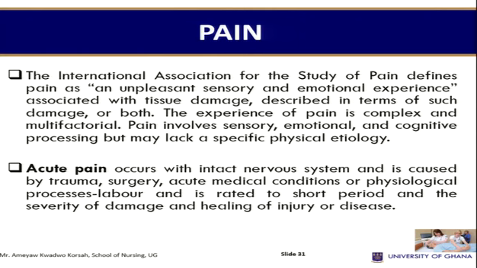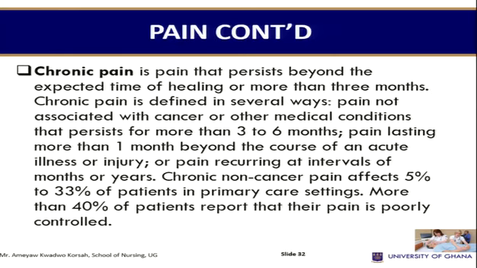Acute pain occurs with an intact nervous system caused by trauma, surgery, acute medical conditions, or physiological processes, and is related to a short period and the severity of damage and healing of injury or diseases. Chronic pain is a pain that persists beyond the expected time of healing or more than 3 months. Chronic pain is defined in several ways. Pain not associated with cancer or medical conditions that persists for more than 3 to 6 months.